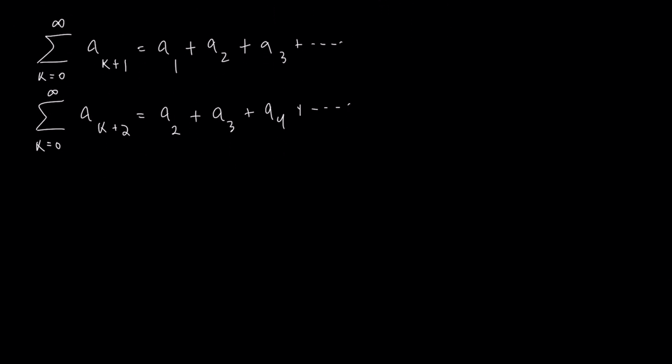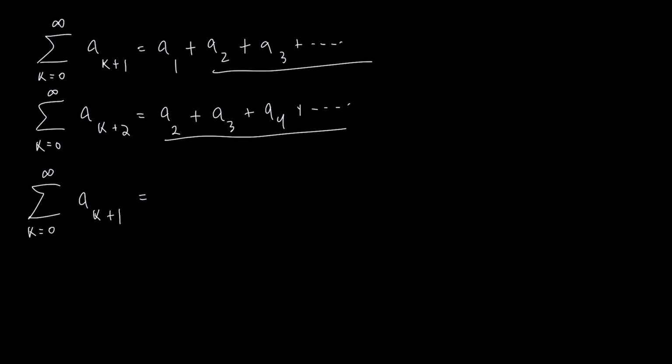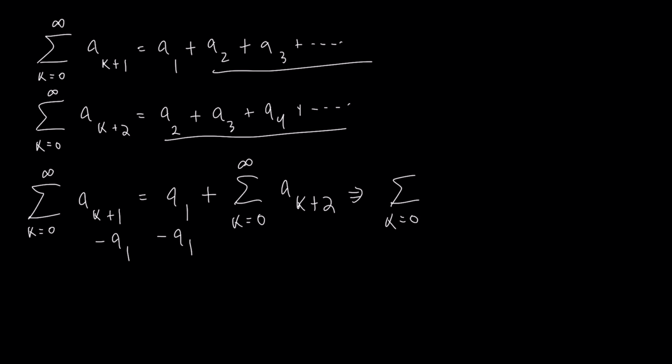But now we will connect these two and notice that this term is part of this term. So that means that the sum from 0 to infinity of a sub k plus 1 is a1 plus the sum from 0 to infinity of a sub k plus 2. So subtracting a1 on both sides, we have that the sum from 0 to infinity of a sub k plus 1 minus a sub 1 is the sum from 0 to infinity of a sub k plus 2.